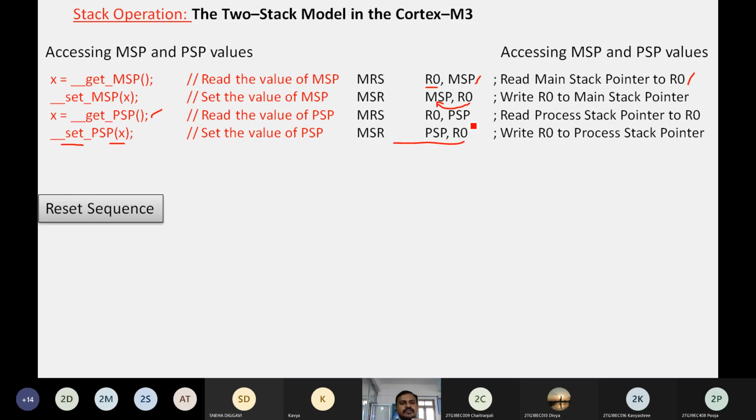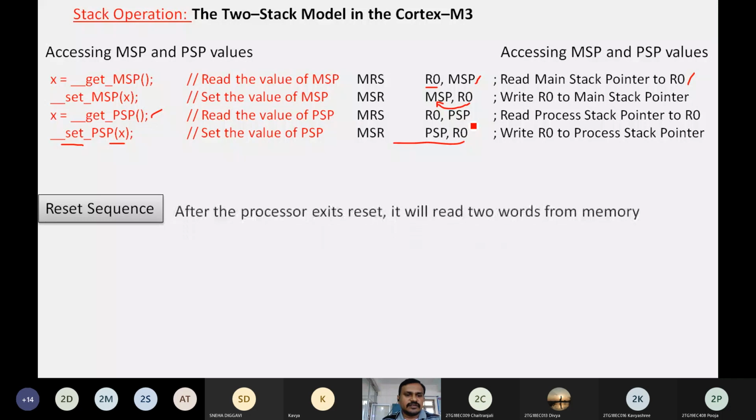The next one comes, it is the reset sequence. The reset sequence is nothing but whenever we are going to reset the Cortex M3 chip, how it is going to perform the reset operation. Means once we press the reset button, how the Cortex M3 processor is going to execute or reset itself. So here, in the reset sequence, after the processor exits reset, it will read two words from the memory.